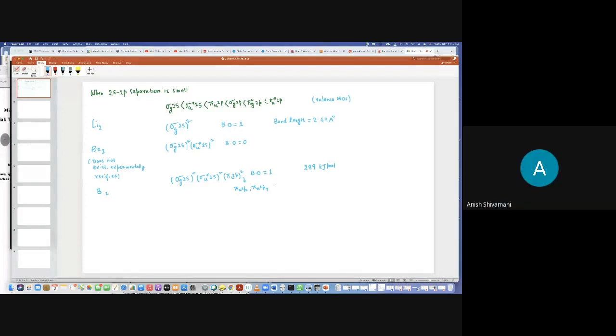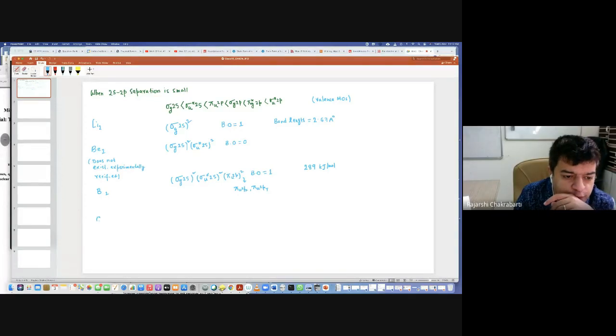Now, if I go to C2, what is the configuration? Sigma g 2s, sigma u star 2s, pi u 2p. How many? 4. So no unpaired electron in that case. All are paired, no?